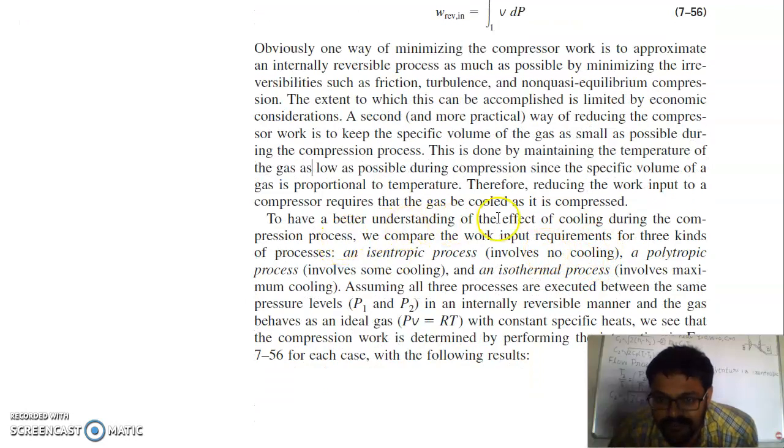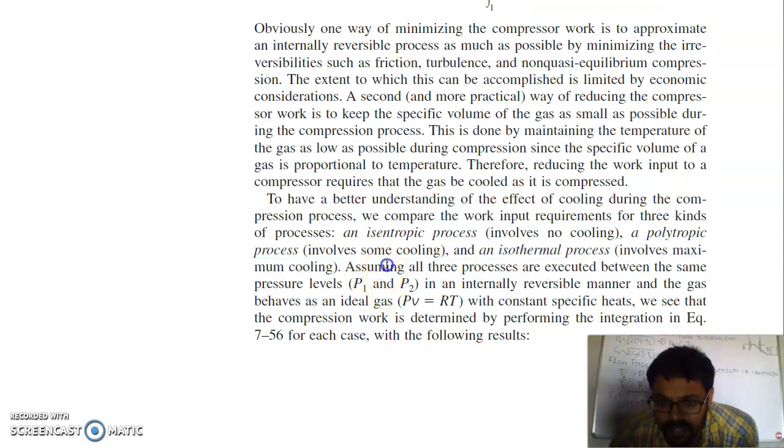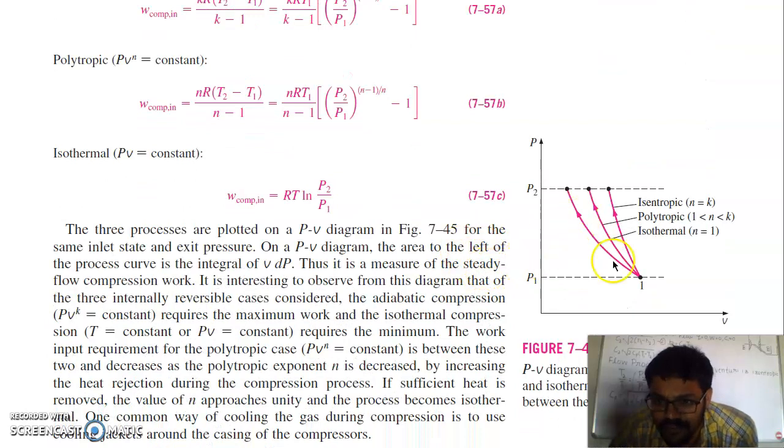To have a better understanding of the effect of cooling during the compression process, we compare the work input requirements for three kinds of process: an isentropic process, which involves no cooling; a polytropic process, which involves some cooling; and an isothermal process, which involves maximum cooling. Assuming all these processes are executed between the same pressure levels, that is P1 and P2. So you can see on these processes here, the first is isentropic, second is polytropic, third is isothermal.